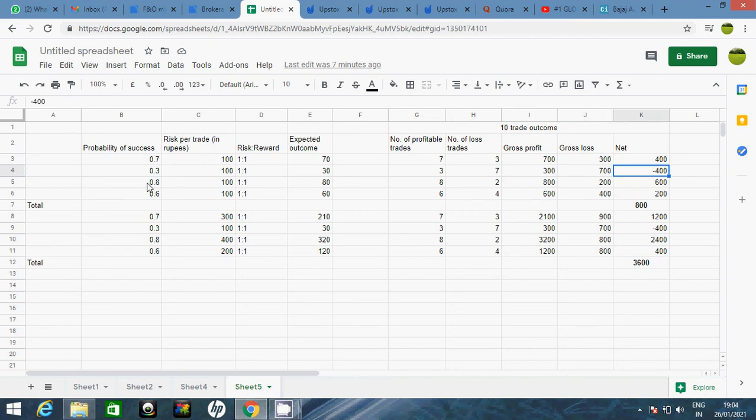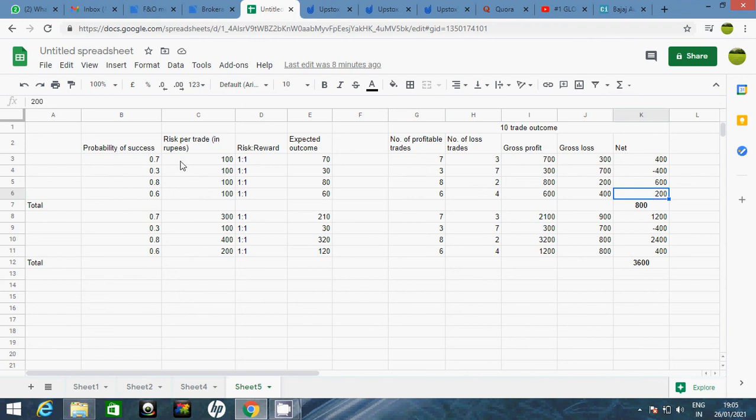Similarly, for a probability of success of 80% for your system, if 8 out of 10 trades are profitable, you will be making 8 into 100, which is equal to 800 rupees of gross profit, and 2 trades will be loss-making. So 2 into 100, that is your risk, you will be losing 200 rupees. So the net profit after these two will be 600 rupees. For 60% probability of success, 6 will be profitable trades and 4 will be loss-making trades out of 10, and you will be making 600 rupees profit on the profitable trades and 400 rupees loss on the loss-making trades. So your net expectancy will be 200 rupees.